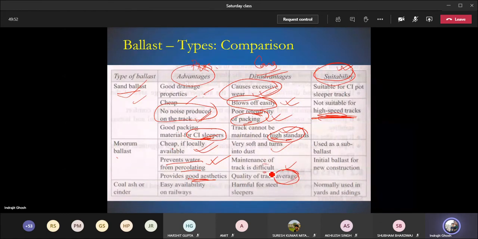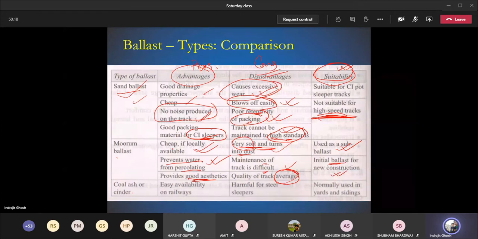Maintenance of track is a little bit difficult because moram, yes, it becomes a hard surface, but again over time, when high load and high speed are being experienced, it is very soft, so it will become dust. So it is used as a sub ballast, as a blanketing material, as well as initial ballast for new construction.